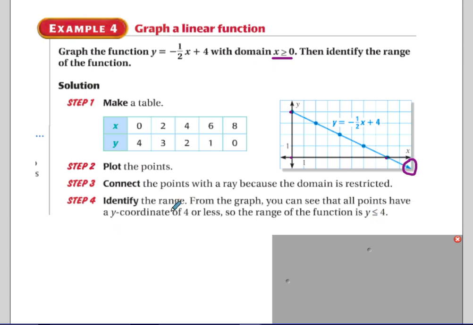It says identify the range. From the graph, you can see that all points have a y-coordinate of 4 or less, so the range of the function is y is less than or equal to 4. So when they say identify the range, that's how you would identify it, as an inequality.